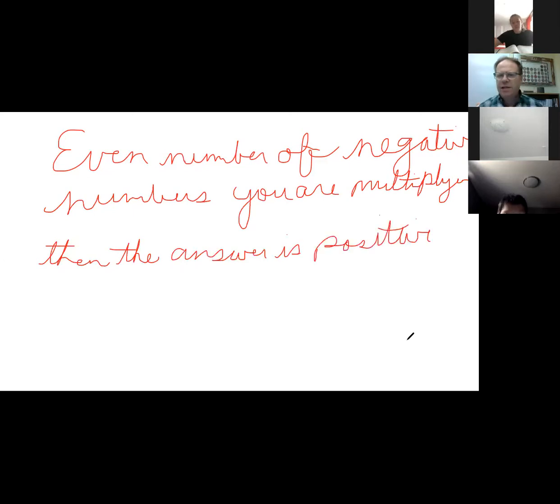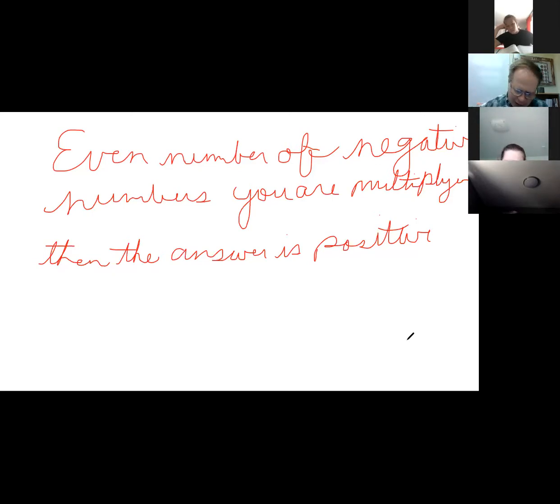Right? Now, in this case, they're only doing two. So if you have one negative, then you're going to end up with a negative answer. If you have two negatives or no negatives, I guess you can count 0 as an even number, it's not really, but if you have no negatives, obviously it's positive. If you have two negatives, the answer is also going to be positive. So an even number of negative numbers.